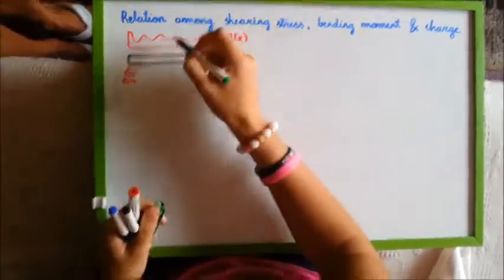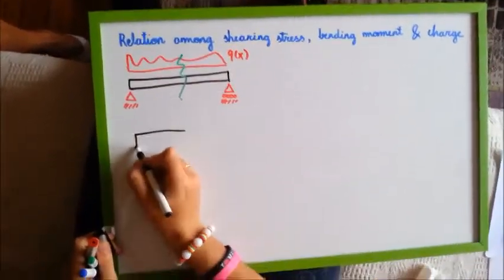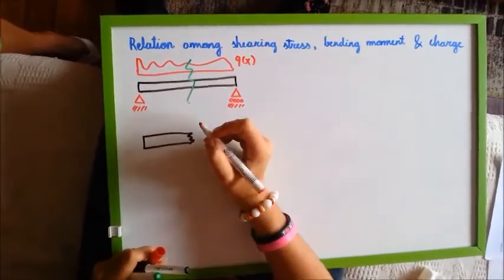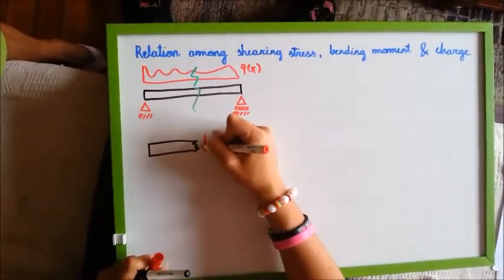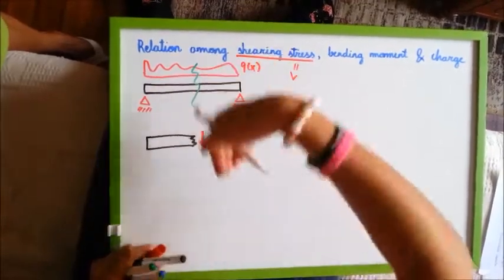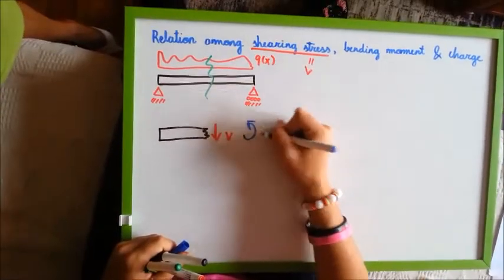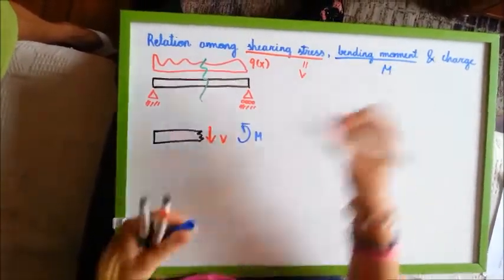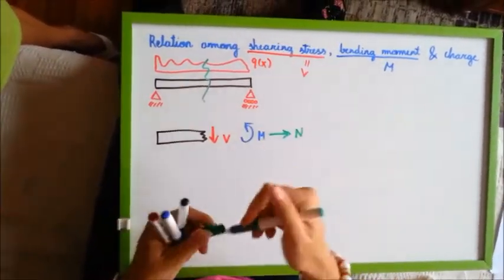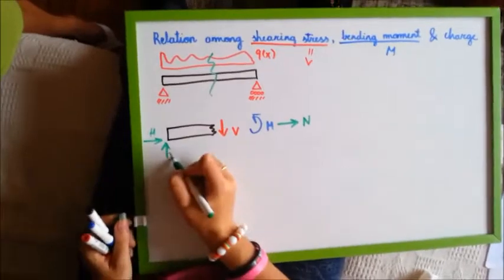So, if we cut this beam like this, if we take this part of the beam, the forces must be in this direction. The shearing force, that is called V, has to be downwards. The bending moment has to be in this direction. Okay, and the normal force will, in these cases, always be 0 in this direction. Here we'll have also these forces, H and V.